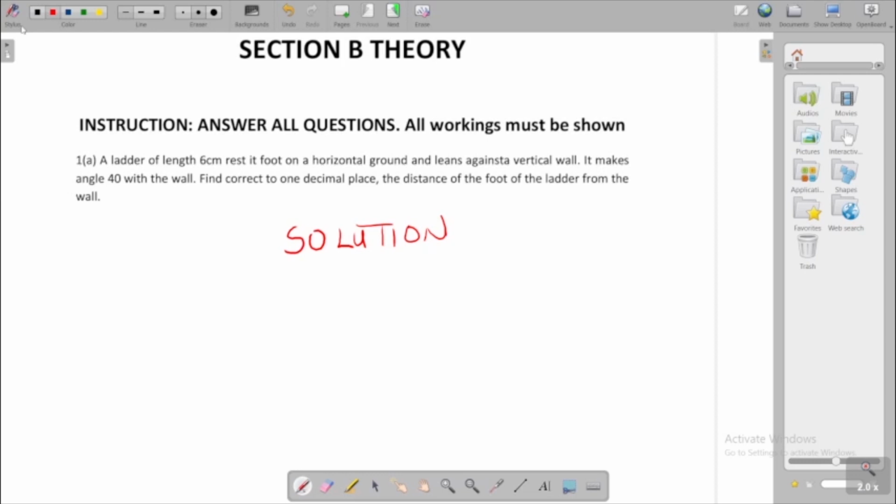So the first part of the question says a ladder of 6 centimeter rests its foot on a horizontal ground. So we have the horizontal ground like this, and this will be our vertical wall. And the ladder rests its foot on the horizontal ground, leaning against the vertical wall. So these are our representation of the question.